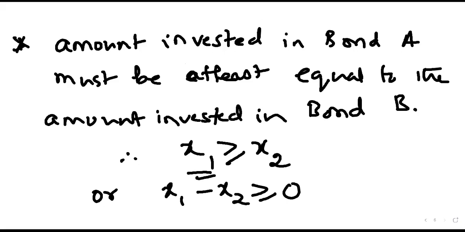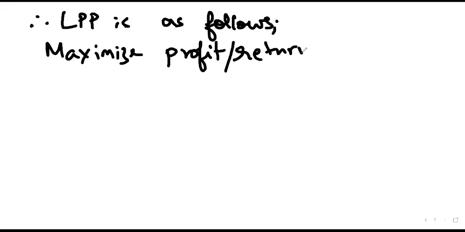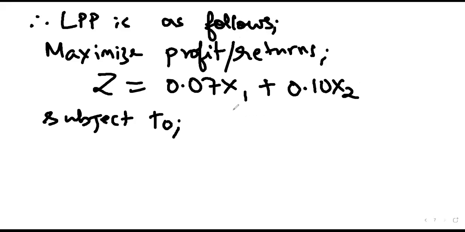Is there any doubt here? No, sir. Okay, so going ahead, therefore, the LPP is as follows: maximize profit or returns, Z equals 0.07 X1 plus 0.10 X2. Subject to, what is the first constraint?